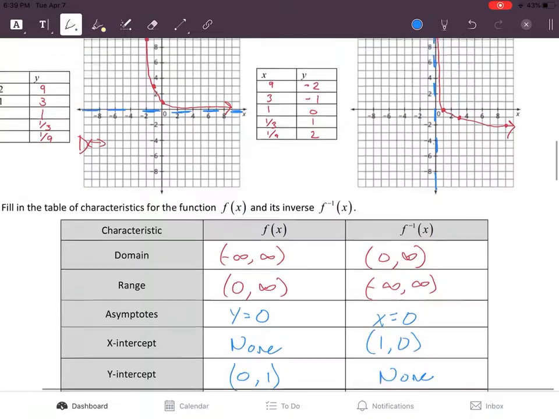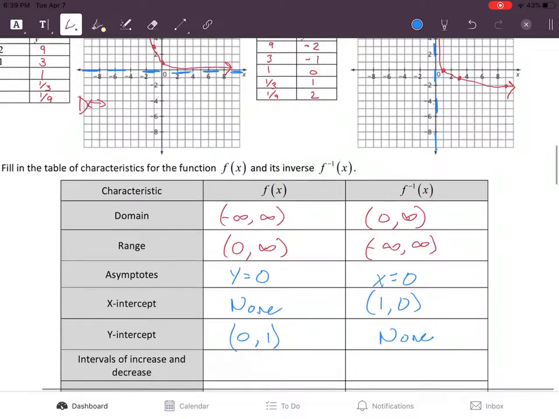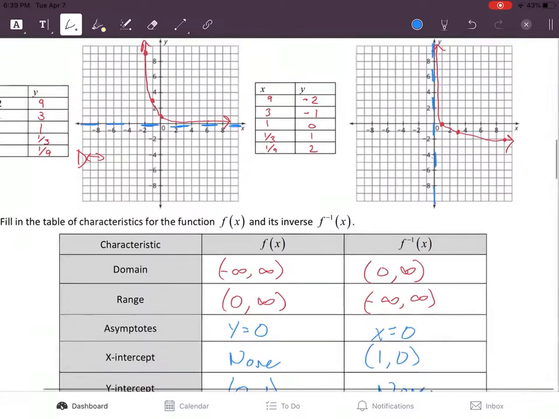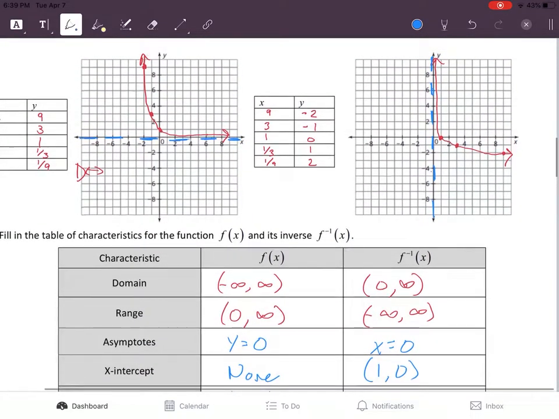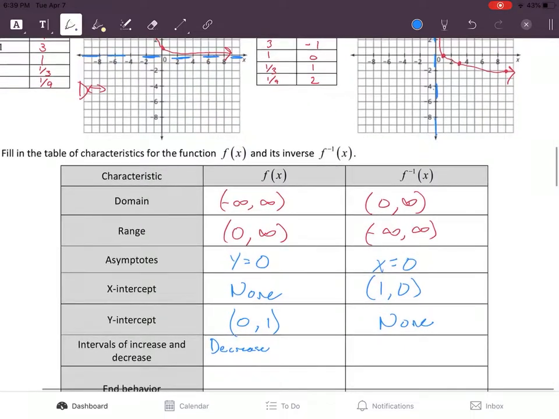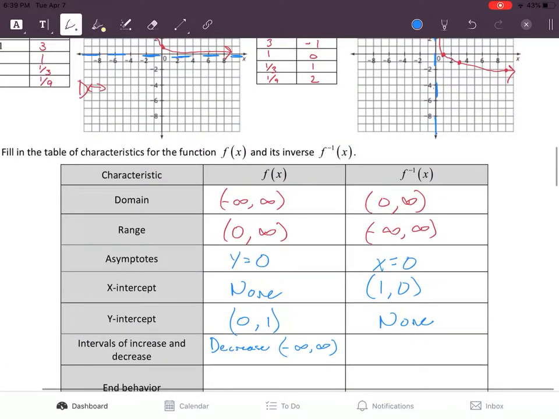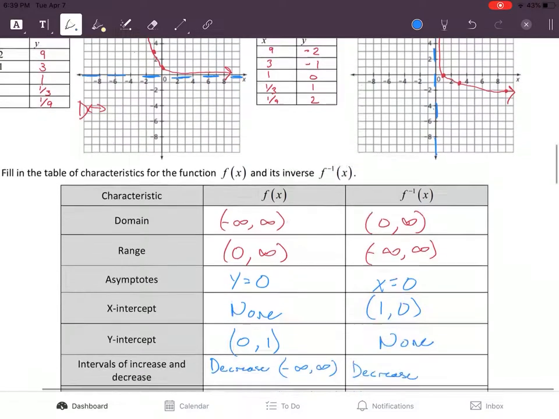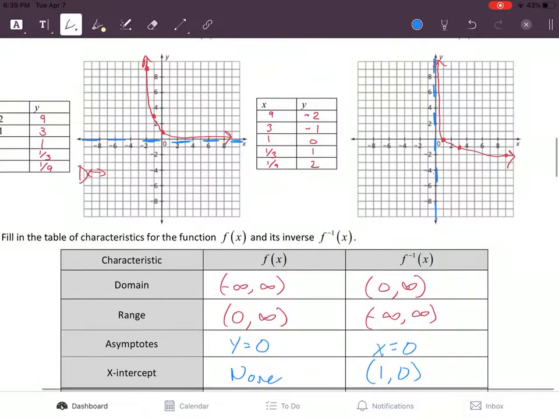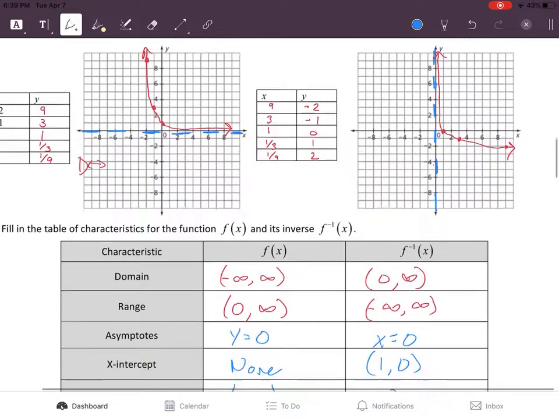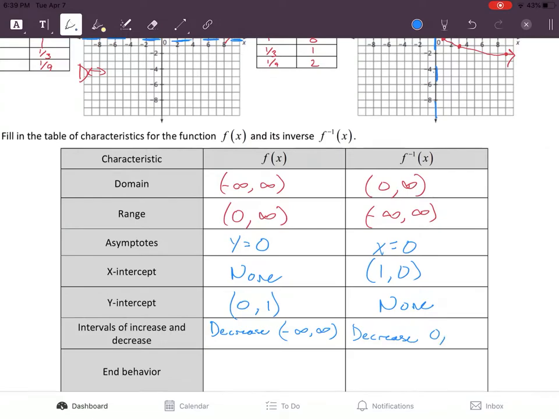So intervals of increase or decrease. Well, in this case, this function is decreasing. And it's decreasing over the entire domain. So the whole thing it's always decreasing. It's going to go from -infinity to +infinity. For the inverse function, again, this function is also decreasing. And it is also decreasing over the entire domain. From when it starts at 0 and going towards infinity, it's always decreasing.